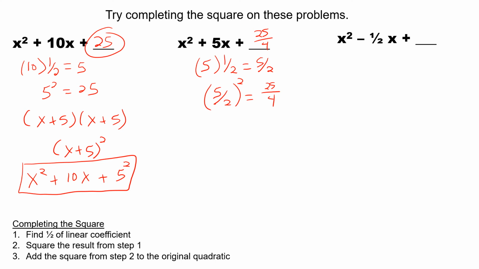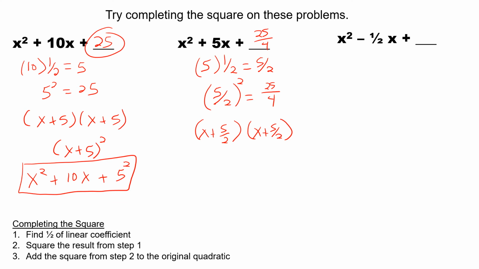If I want to factor that trinomial now, it would be x plus, x plus, and not 25/4 but 5/2, 5/2, because it is 5/2 squared. And now I have factored it. Okay, so this here is completing the square. Try the next one.